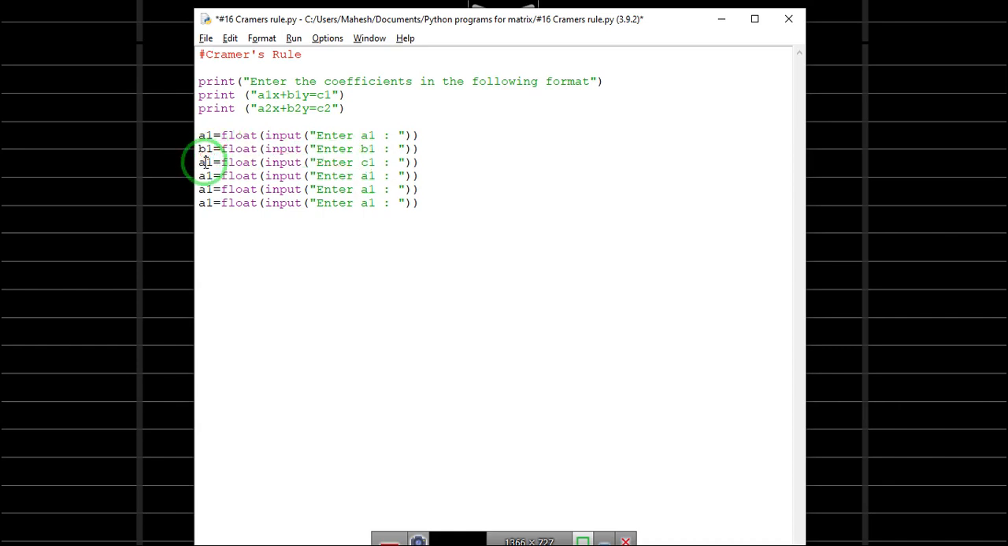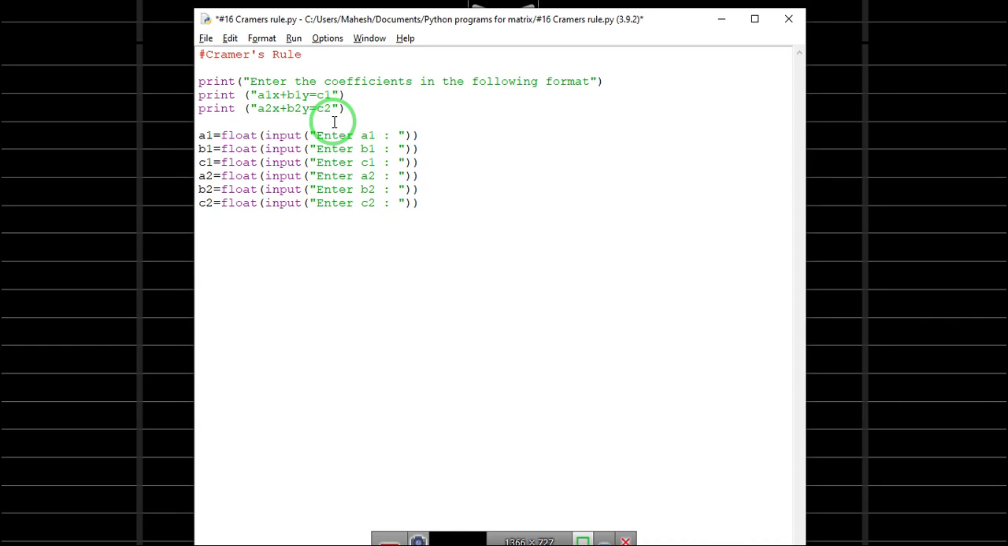This is c1, this is a2, this will be b2, and this is c2. Right, so a1, b1 and c1 are the coefficients of the first equation, and a2, b2, c2 are the coefficients of the second equation.